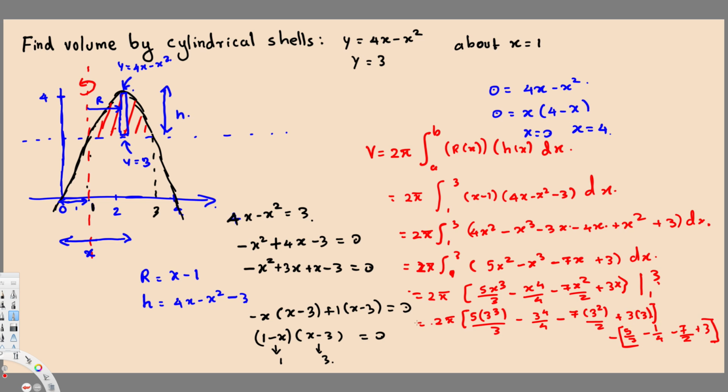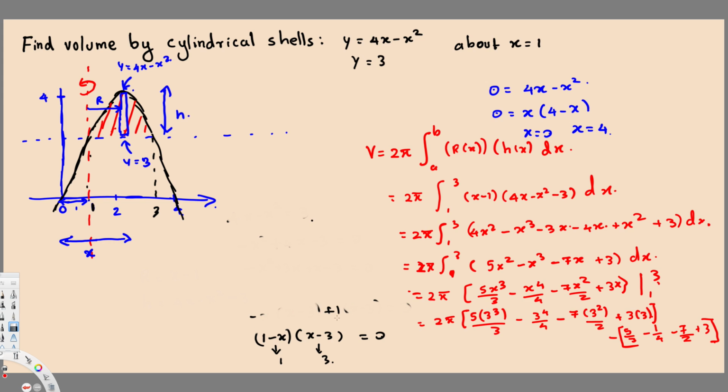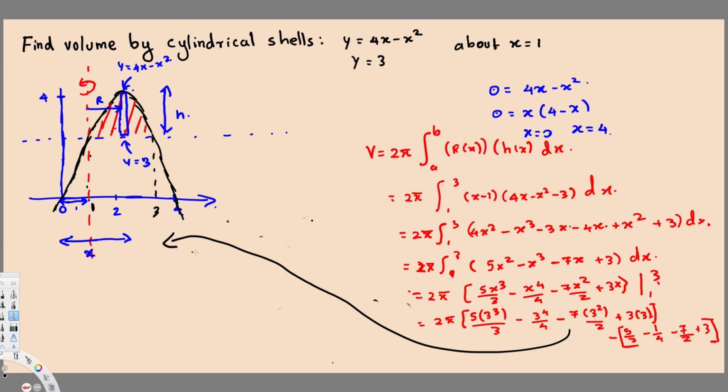So let's simplify this one and see what we get. Maybe I erase this one because we don't have enough space. So let's erase this one and see what we get, right? So I erase this. Okay, so now let's continue this one right here, right?